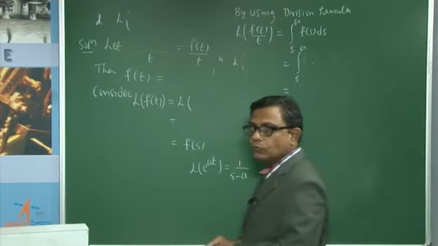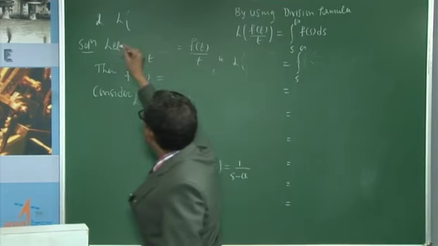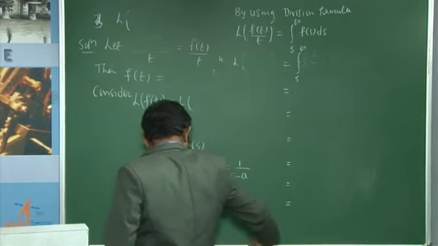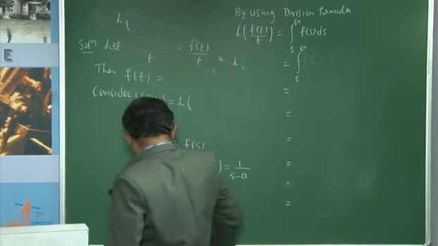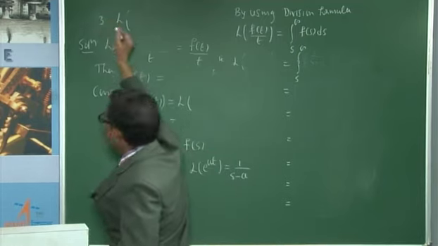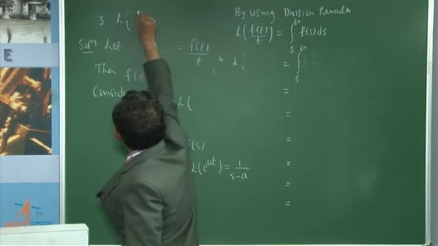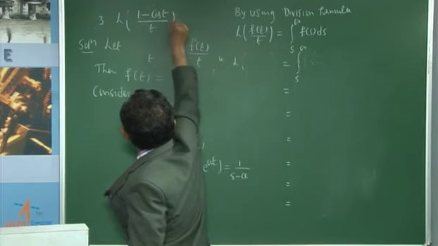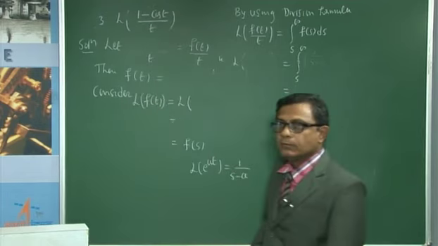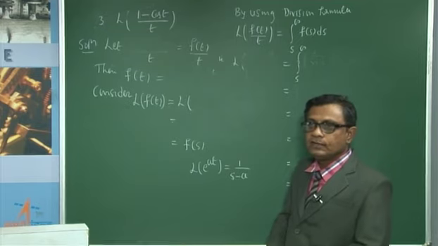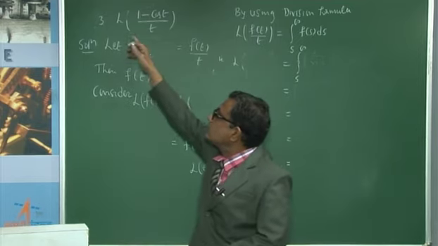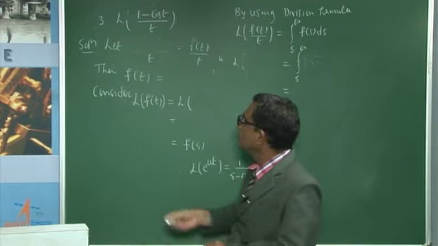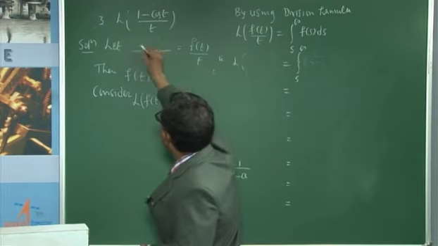Yes. Now we will do the third example. It is L of (1 minus cos t) by t. You have to find the Laplace transform of (1 minus cos t) by t. How to find the solution?